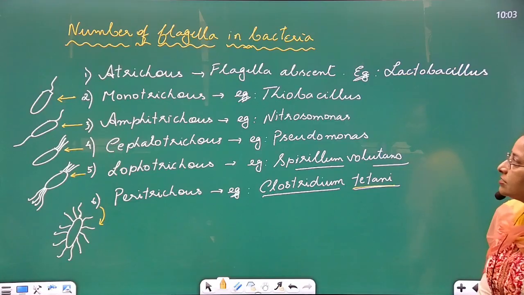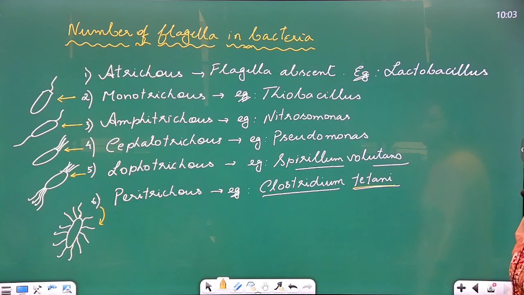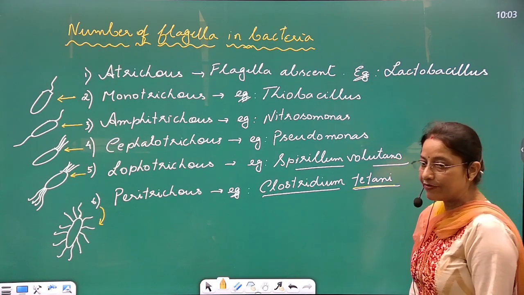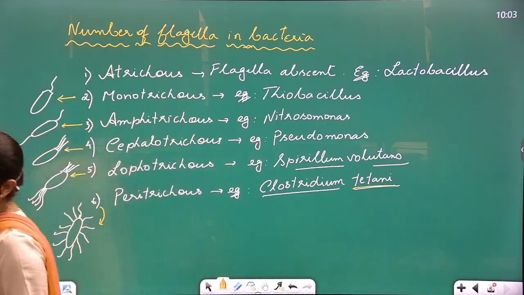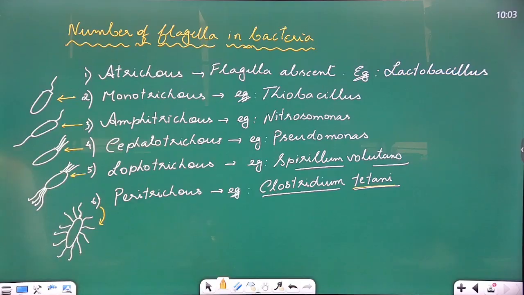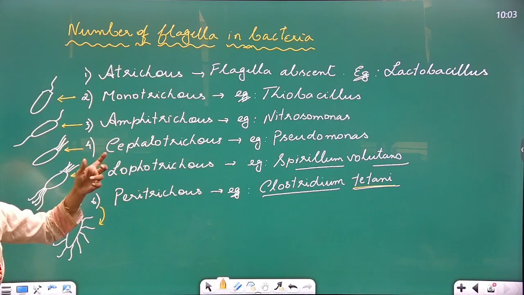So on the basis of number of flagella, we have these terms: monotrichous, amphitrichous, cephalotrichous, etc. No doubt we have written the examples, but examples are something that you don't have to study. A question has never been asked as to give an example of a lophotrichous bacteria. This type of question has not been asked up till now, right? So what could be asked are the diagrams. Based on the diagrams, you have to identify. And second, the sentences that go with the diagram.